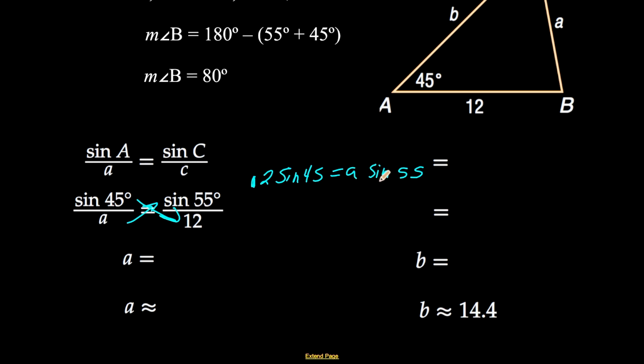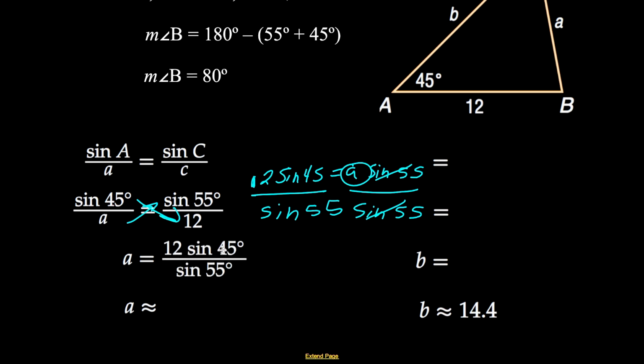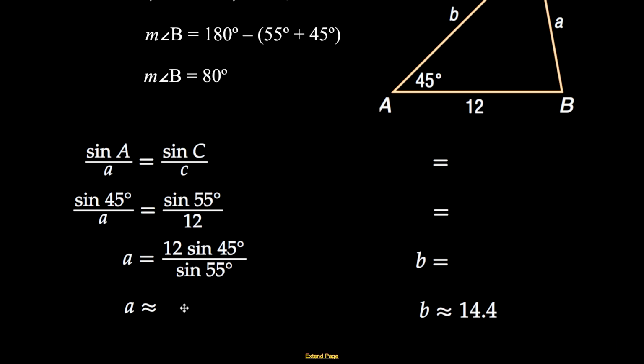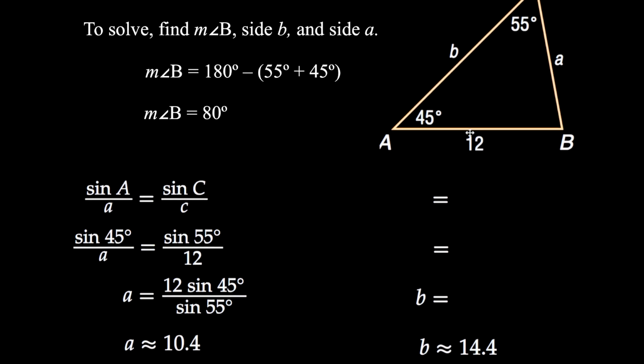And then I need to get A by itself. So I need to divide by the sine of 55. And whatever I do on one side, I have to do on the other. I'm only going to show this to you on one problem here, and it's going to be the same every time. So then my sine of 55s will cross out, right? These cross out, and I'm left with A, which is what I'm trying to solve for. So I get A is equal to 12 times the sine of 45 divided by the sine of 55. So then if I multiply that out and divide it on my calculator, I end up with side A being about 10.4 units.